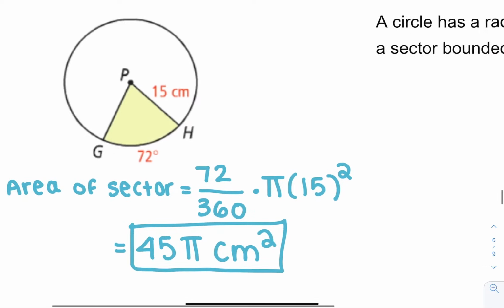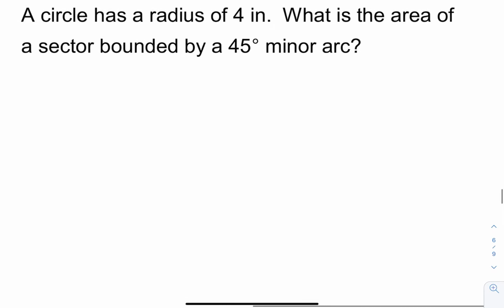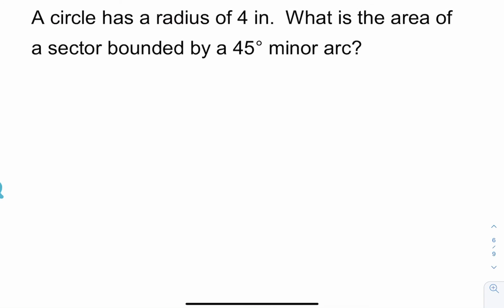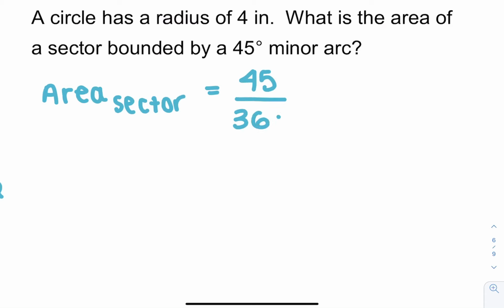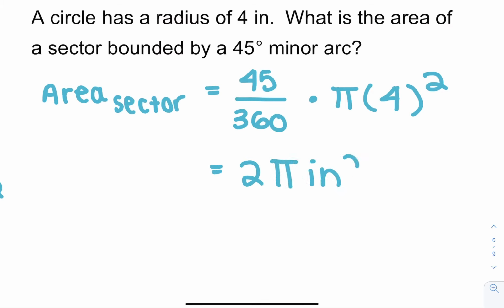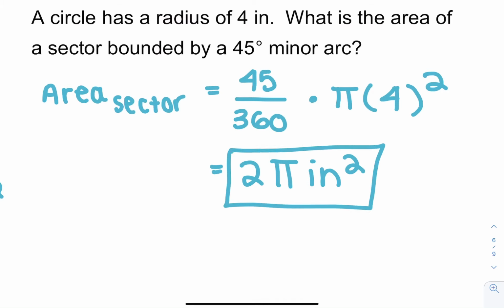Let's try one more example. In this case, it tells us we have our radius and we know it's a 45-degree arc. So our area of the sector is how much we have. We have 45 degrees out of the total circle, out of the total 360, which is a fraction of the area. So a fraction of 4 squared times pi. If we simplify the 45 over 36, we multiply by 4 squared, we get 2. So 2 pi inches squared is how much we have in our little piece of the circle.